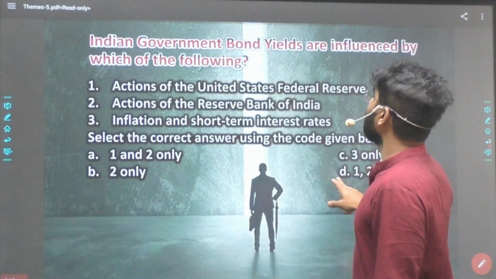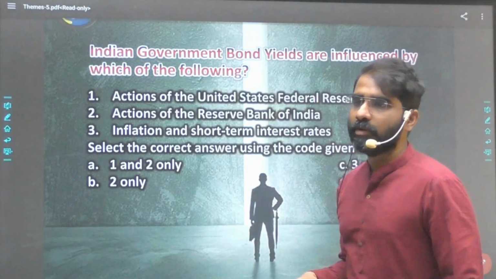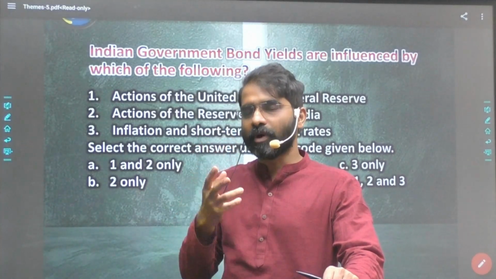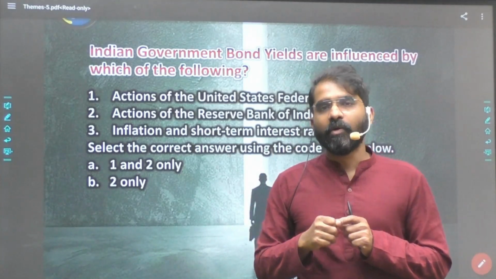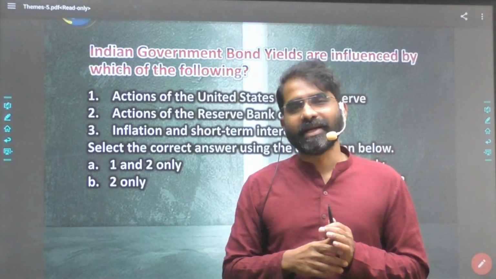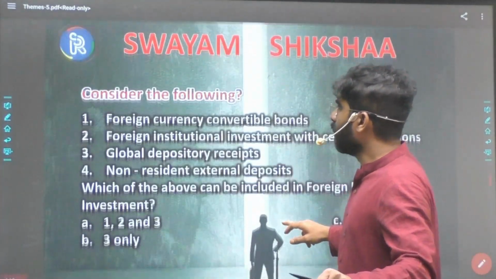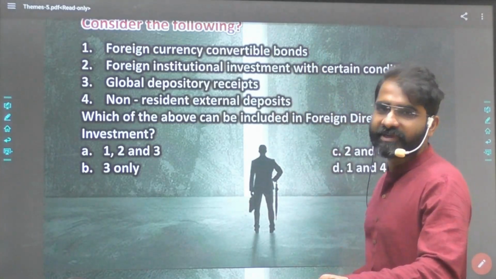Then, Indian government bond yields are influenced by. So when I say bond yield, what is the yield? What is the influence of bond yield? What is the relationship between bond price and bond yield? What is inverted bond yield, etc.? So these things we'll try to understand today. And then, of course, this question we'll do later, in the investment part.